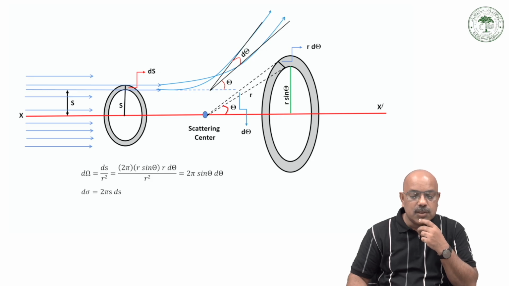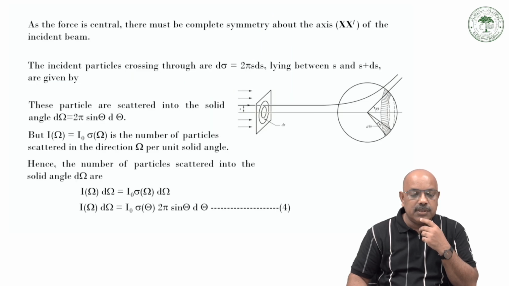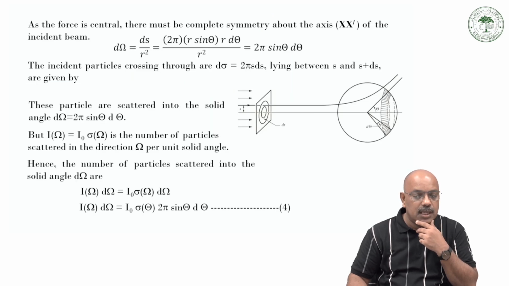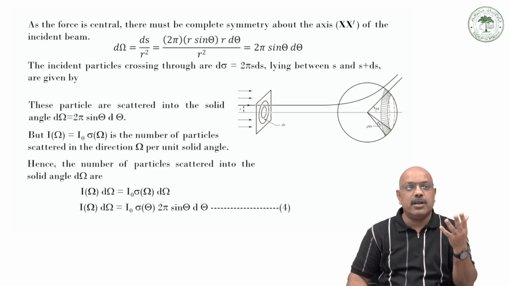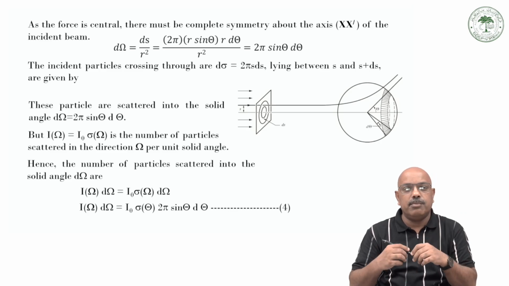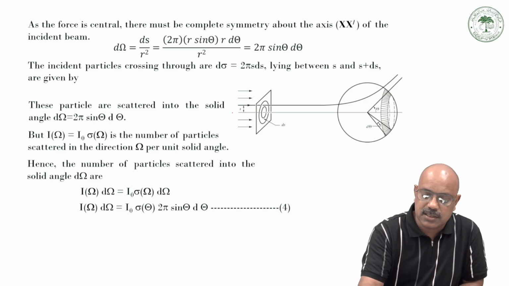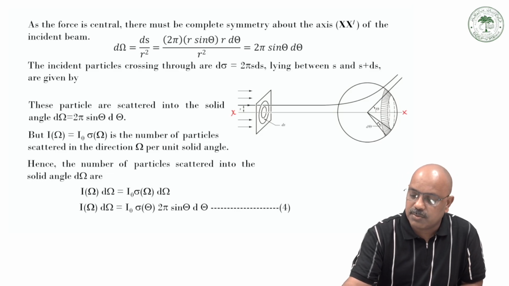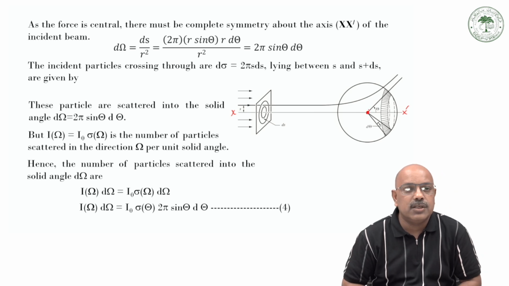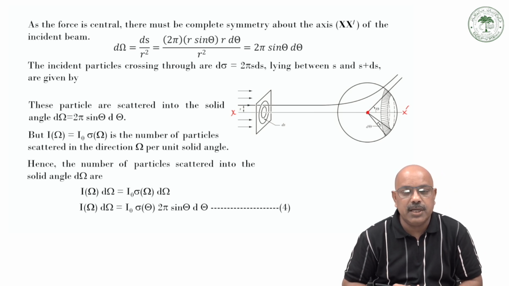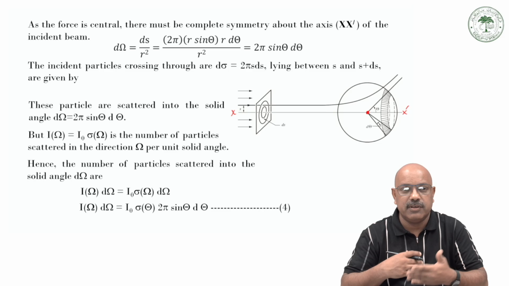So then we discussed this: because the force is central, there must be complete symmetry about the axis. So this is my axis, this is my x, and this is my x prime. This is my axis which is passing through this force center. If the force is central, there must be complete symmetry about this axis on the incident beam.